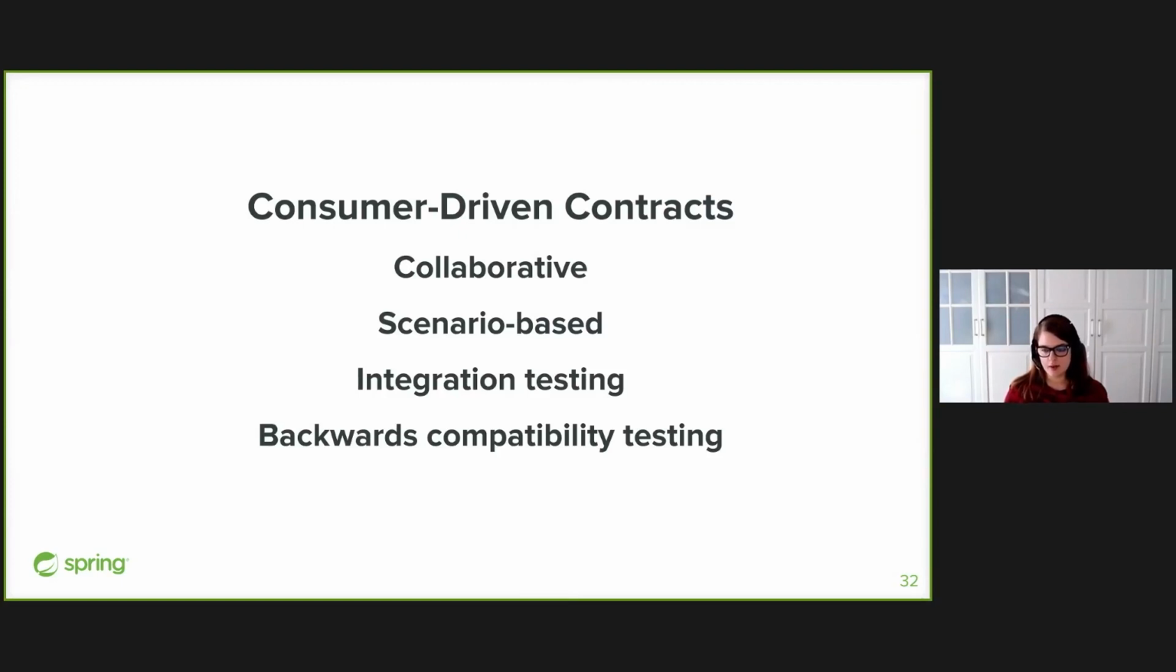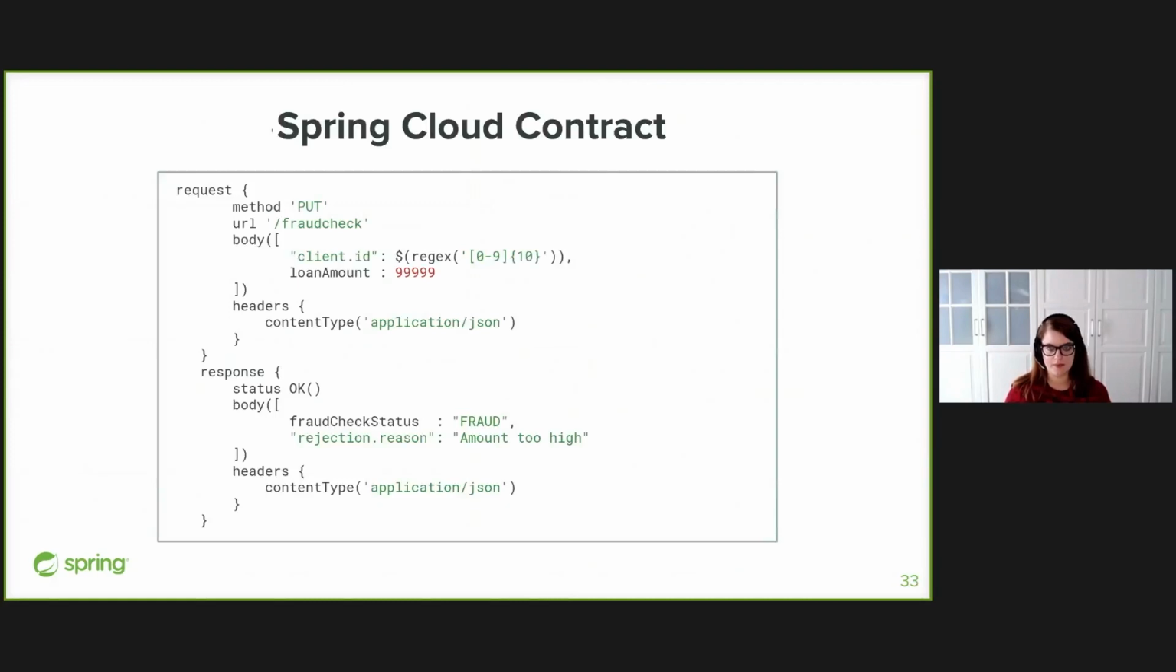Scenario-based, again, not schema-based. It provides for fast integration testing, and it allows us to test the backwards compatibility of our APIs, because then when we have a deployment pipeline, we can verify our new code against the new contract, but also against the previous contract, and then we are sure that we are actually backwards compatible.